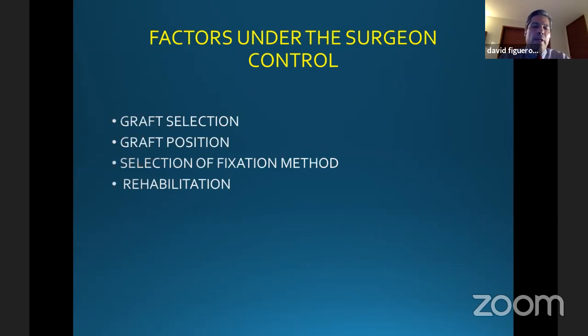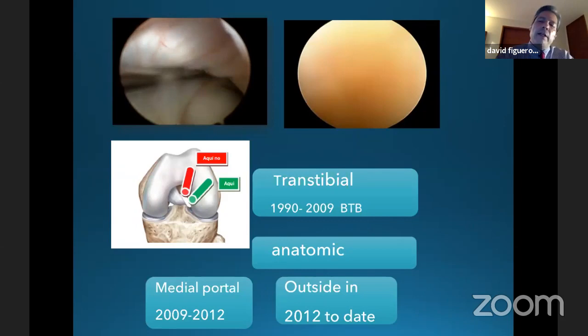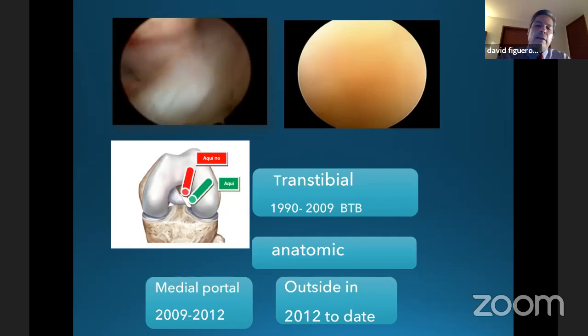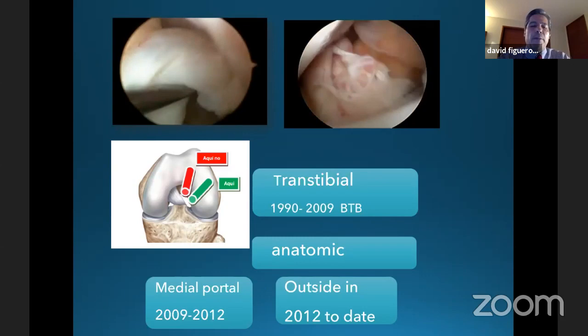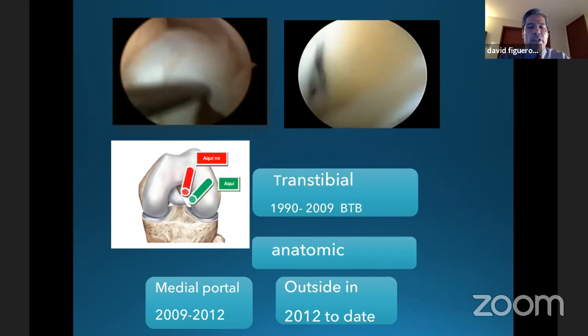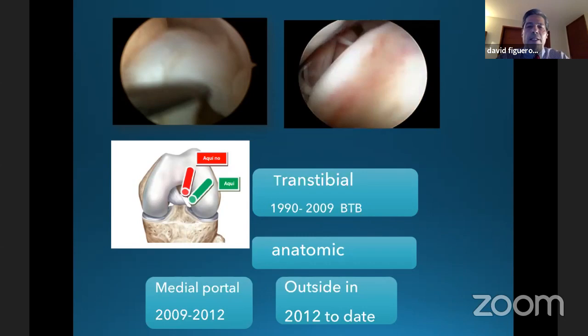In my own experience, we started in the late 80s and in the 90s with transtibial ACL reconstruction. And then I moved to the anatomic positions using a medial portal approach. In the current time, I use an outside-in technique that we are going to look at in detail in the next slides.